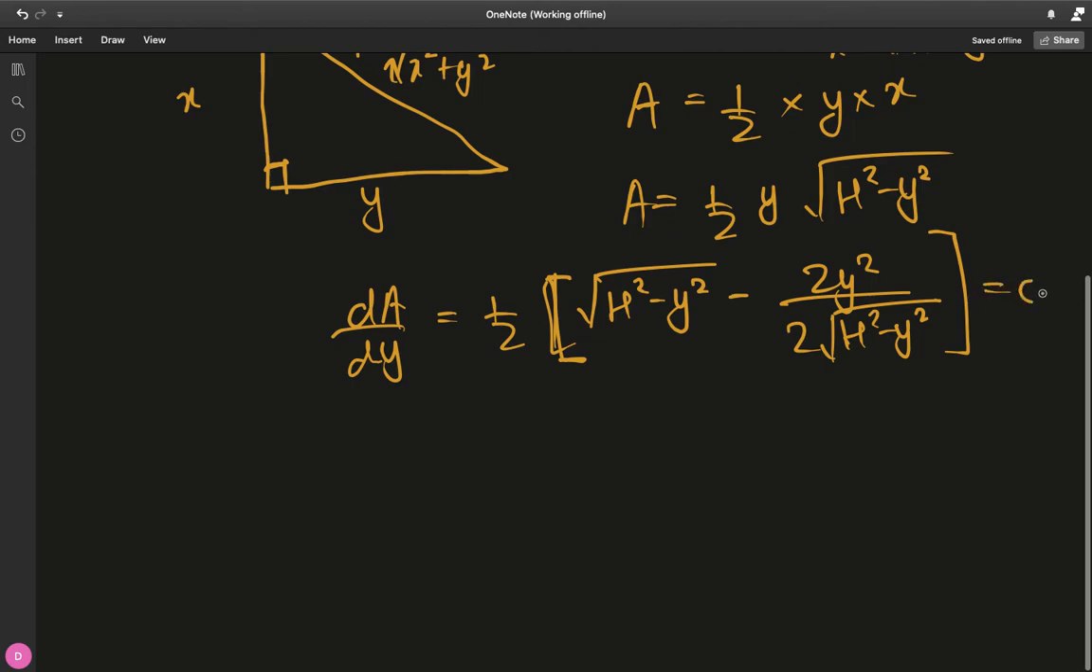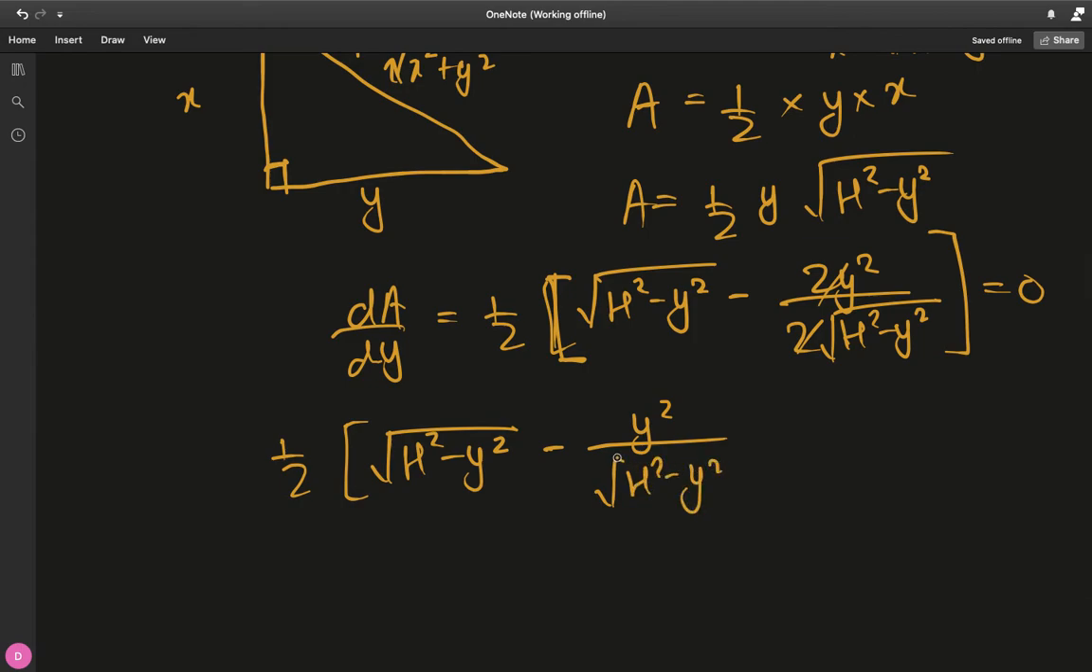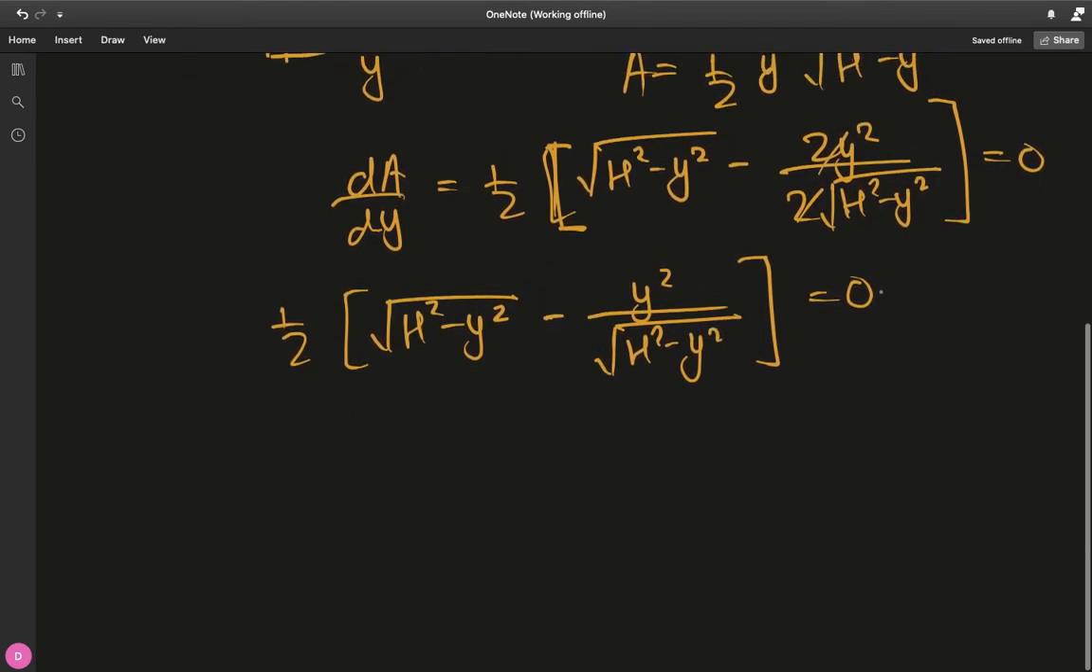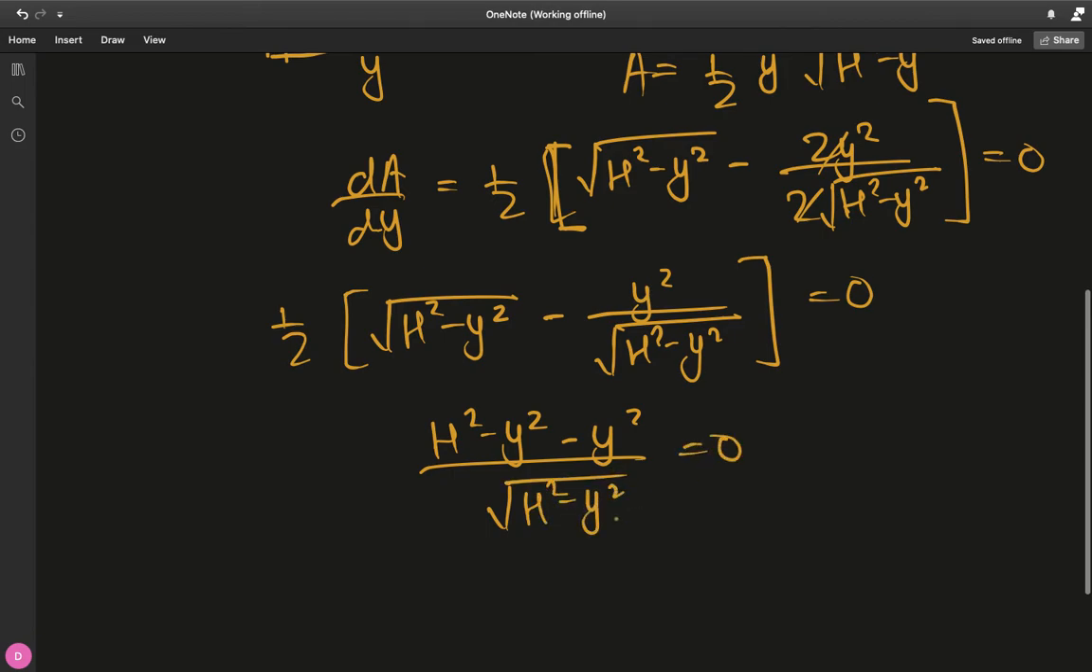And now set that to 0. So we have half of the square root of h squared minus y squared, minus y squared, the 2's cancel out, over the square root of h squared minus y squared, is equal to 0. Half can be thrown on that side. Taking an LCM, we have h squared minus 2y squared divided by the square root of h squared minus y squared being equal to 0.